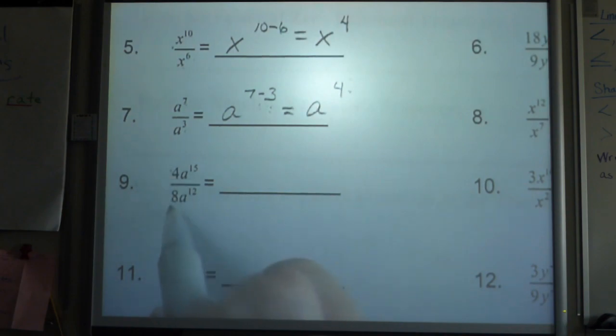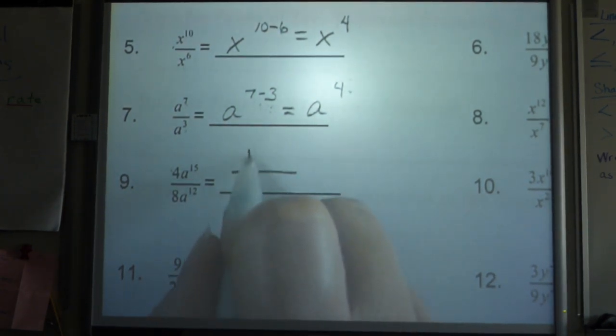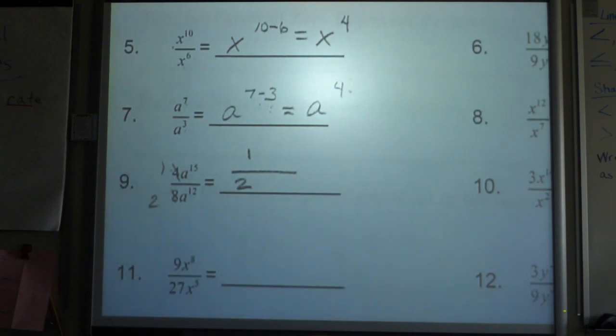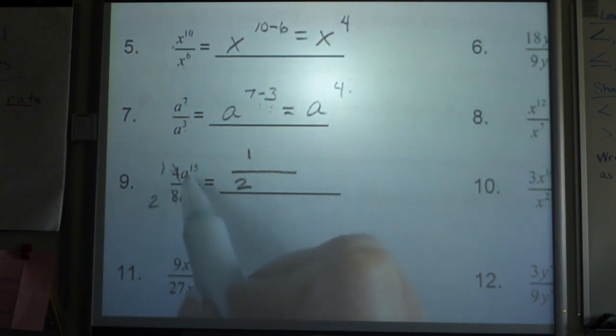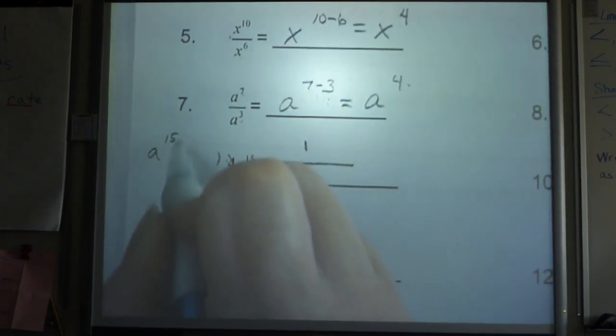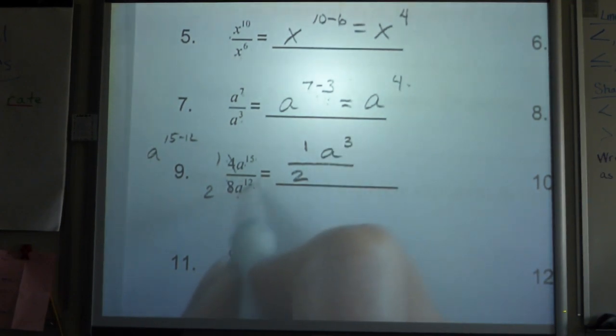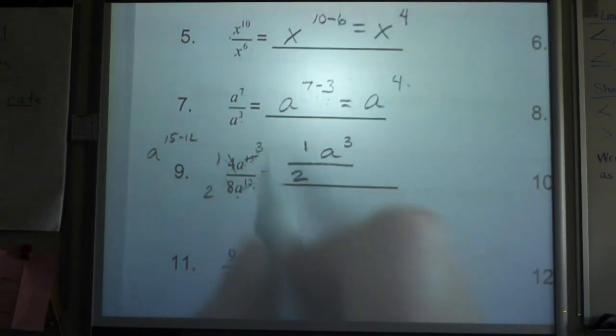Okay, 4/8. We know that that simplifies to 1/2, right, boys and girls? 1/2. Then I have a to the 15th over a to the 12th. That's going to be a to the 15 minus 12, or a to the 3rd. Okay, I'm going to write that a to the 15 minus 12 in my margin. A to the 3rd. Okay, these 12 factors of a will cancel out with 12 of these, leaving me with just 3 in the numerator.